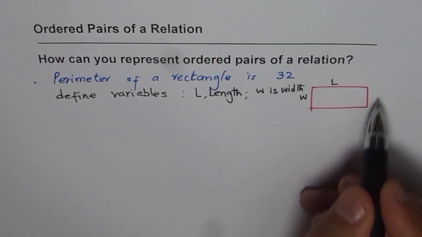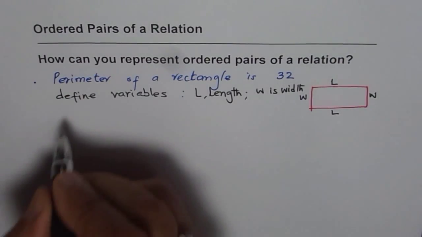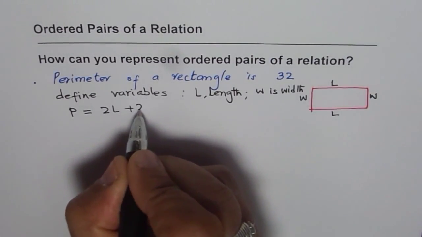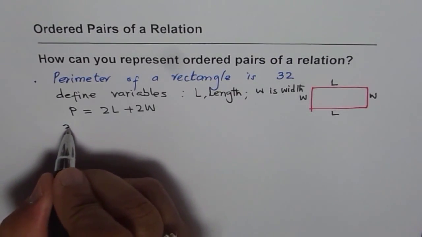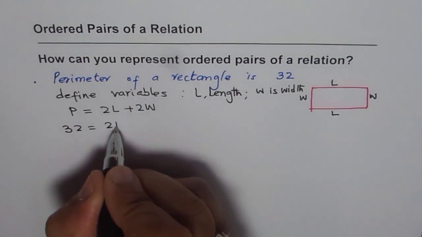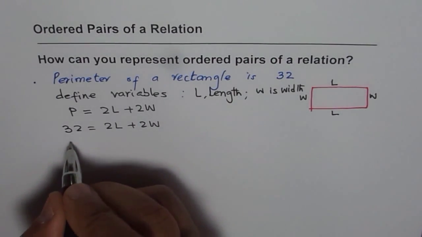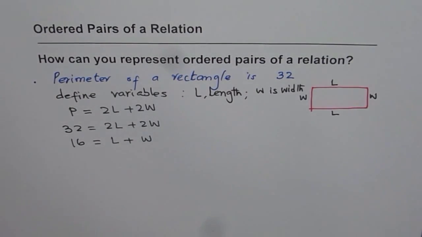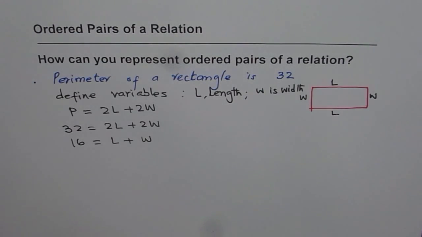Now, perimeter is the sum of these sides. That means W plus W and length plus L. So we have the equation: perimeter equals 2 times length plus 2 times W. Perimeter is given to us as 32. So we can write this as 32 equals 2 times length plus 2 times width. If we divide all the terms by 2, we get 16 equals length plus width. So we get an equation. Do you understand? We get an equation from the relation.